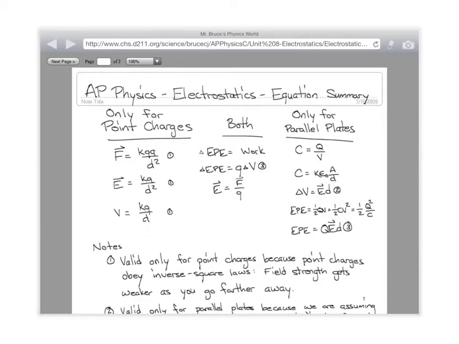What else is only for parallel plates? Capacitance. Actually, that's not true. We're going to talk about all that a little bit later. Stuff in the middle you can use for both. E equals the force per charge. The change in electrical potential energy from one place to another is Q times the change of voltage. All right, fine. So that's just a quick equation summary of what you saw last year.